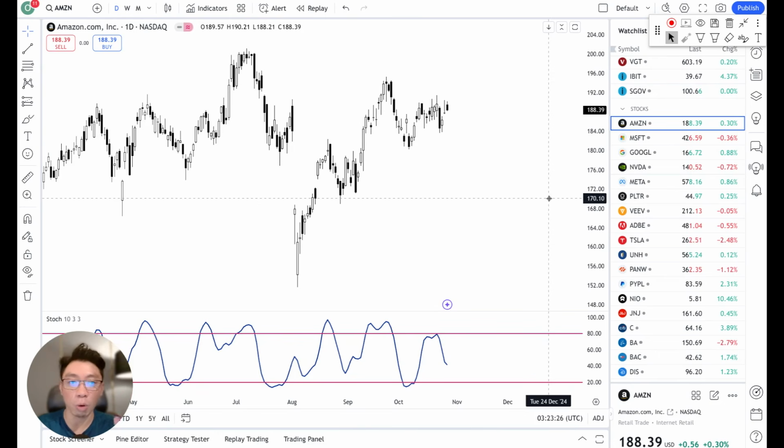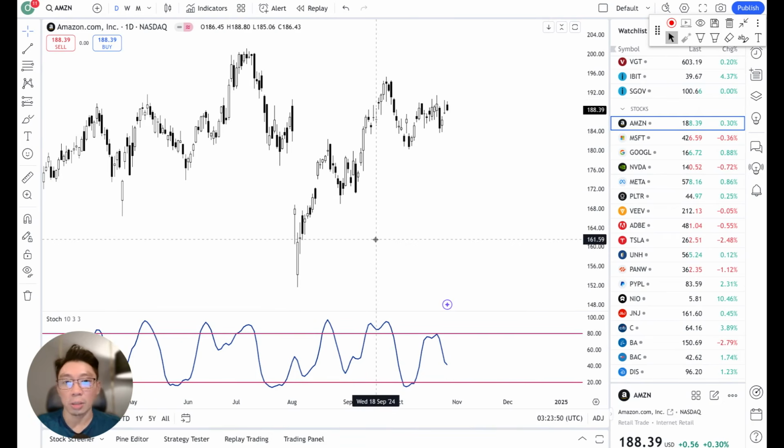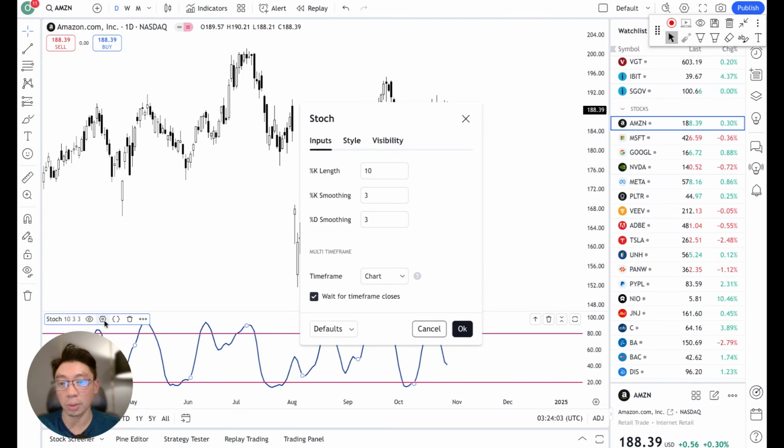Now, once you've got the watch list done, the next thing is how are you going to set up the chart? As you can see over here, I have a pretty clean chart, and all I have over here is this stochastic oscillator, right? For this stochastic oscillator, what I use is this one over here, right? Let me just open up the settings for you to see.